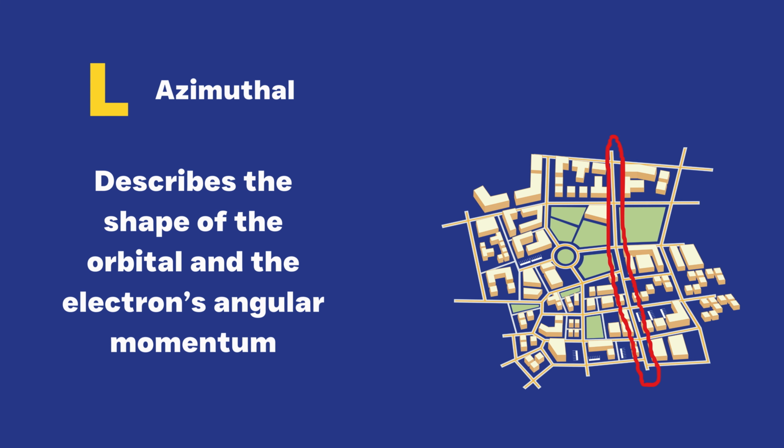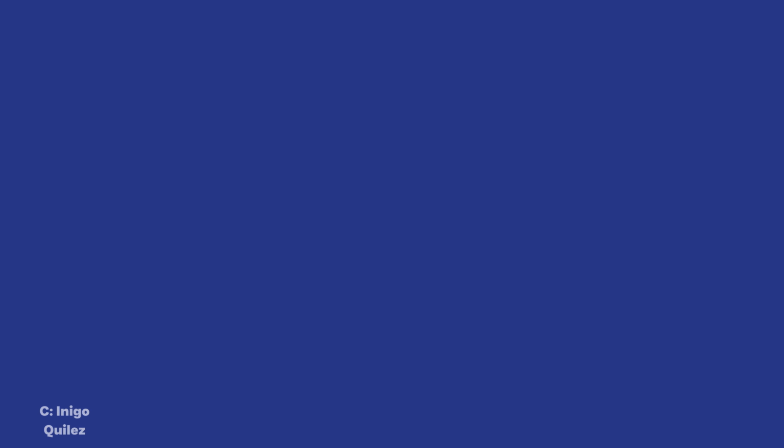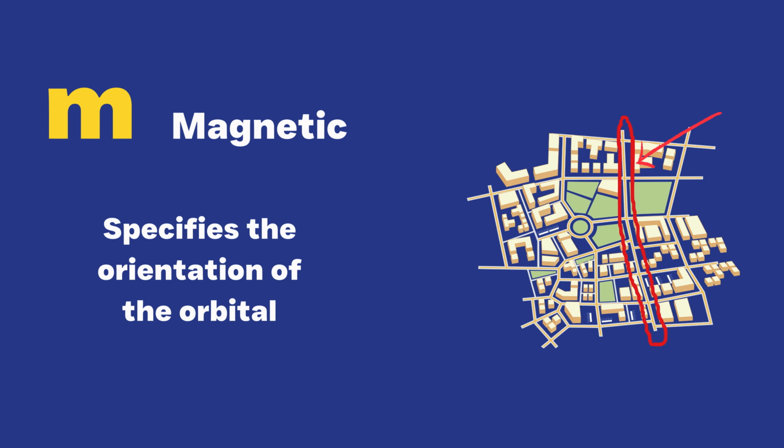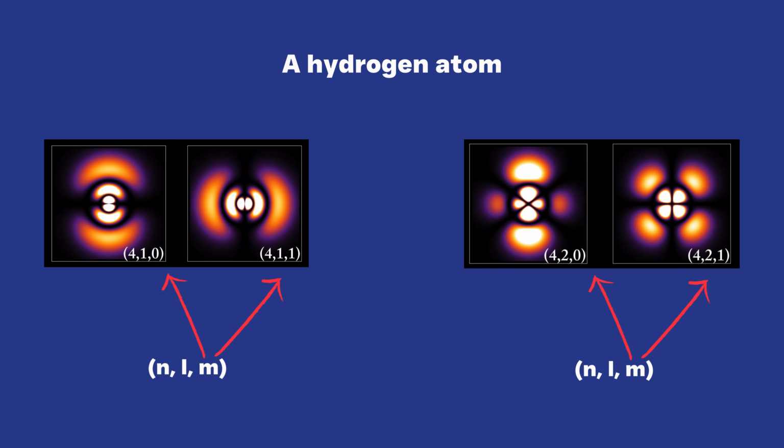The second quantum number, or azimuthal, l, is like the street within that neighborhood, giving us the orbital shape. This can be spherical, elliptical, or otherwise, but that's another story. Lastly, the magnetic quantum number, m, points to the specific house on that street, indicating the orbital orientation. These two orbitals, for example, have different values of m.